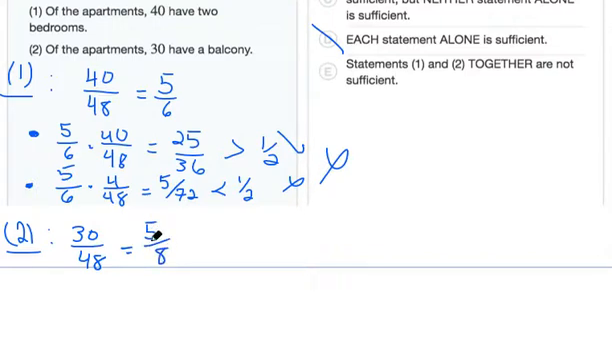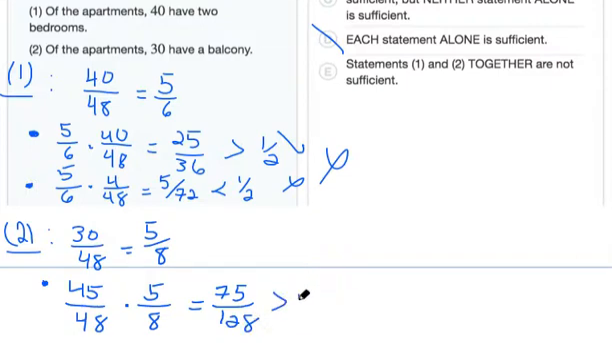And we have a similar thing going on as we did last time. Let's go ahead and test some cases. So first let's suppose 45 apartments have 2 bedrooms. Then the probability of selecting a 2-bedroom apartment with a balcony is 45 out of 48 times 5 over 8. And this would equal 75 over 128. This is greater than 1/2, so the answer to the question would be yes for this case.